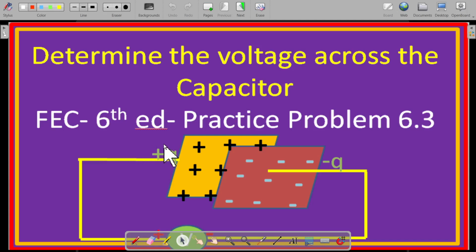Hello everybody. In this video, we are going to solve a problem from Fundamentals of Electric Circuits by Alexander and Sadiku, 6th edition. It is practice problem 6.3 and we are asked to determine the voltage across the capacitor.